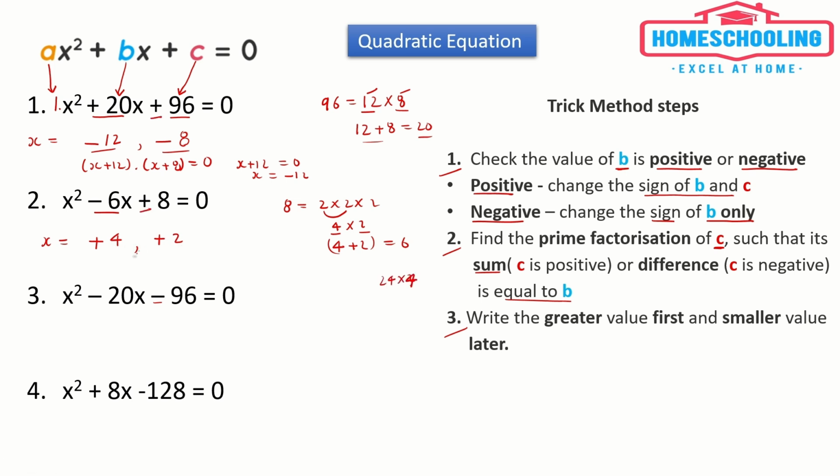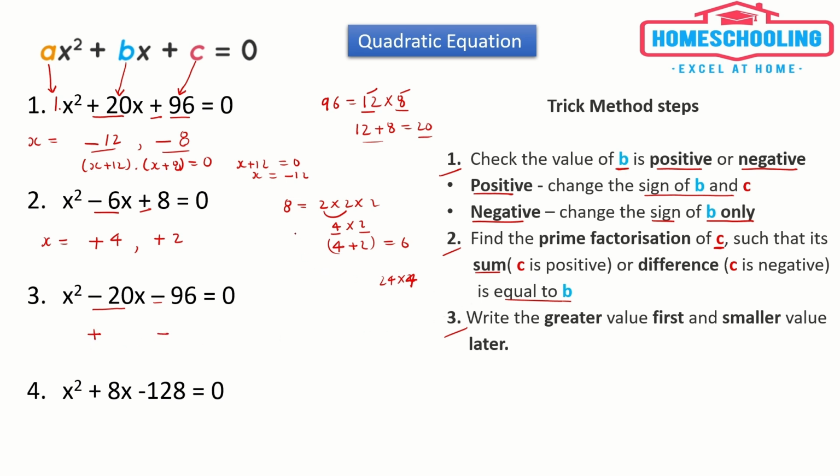In question number 3, the quadratic equation is x squared minus 20x minus 96 is equal to 0. As we can see here, the value of b is negative 20. So we're going to change the sign of b only. b is negative, so we'll change this to positive, and c will remain negative.